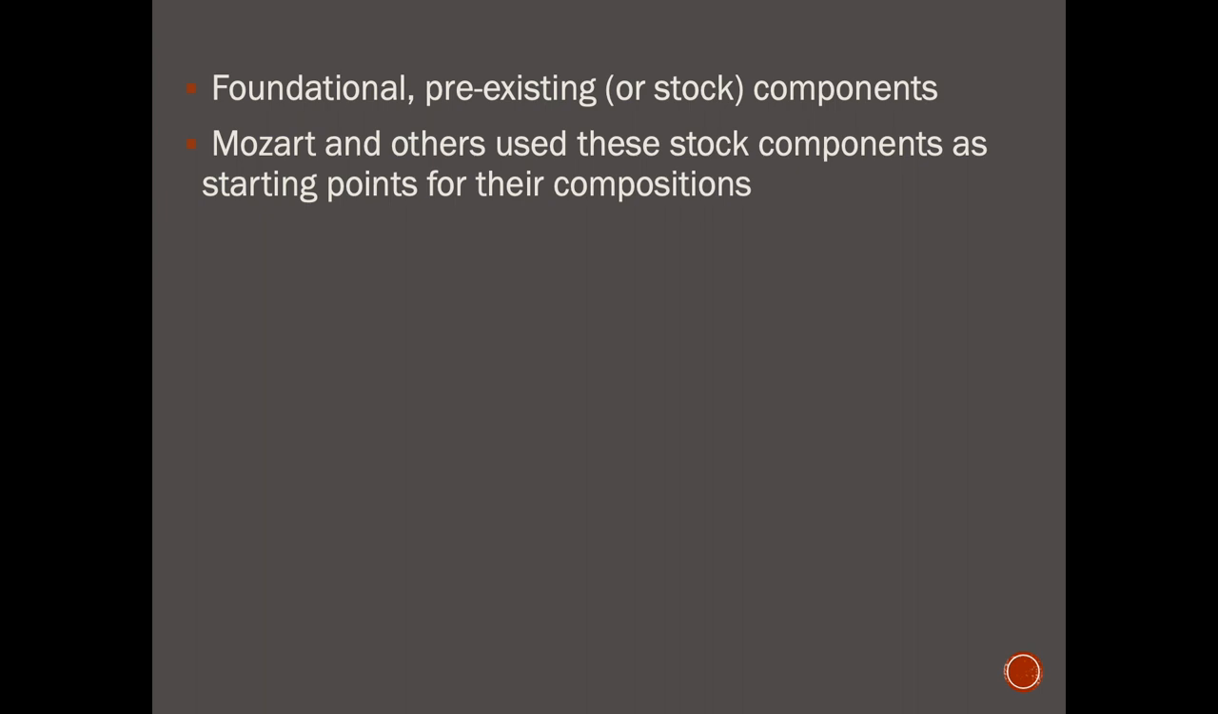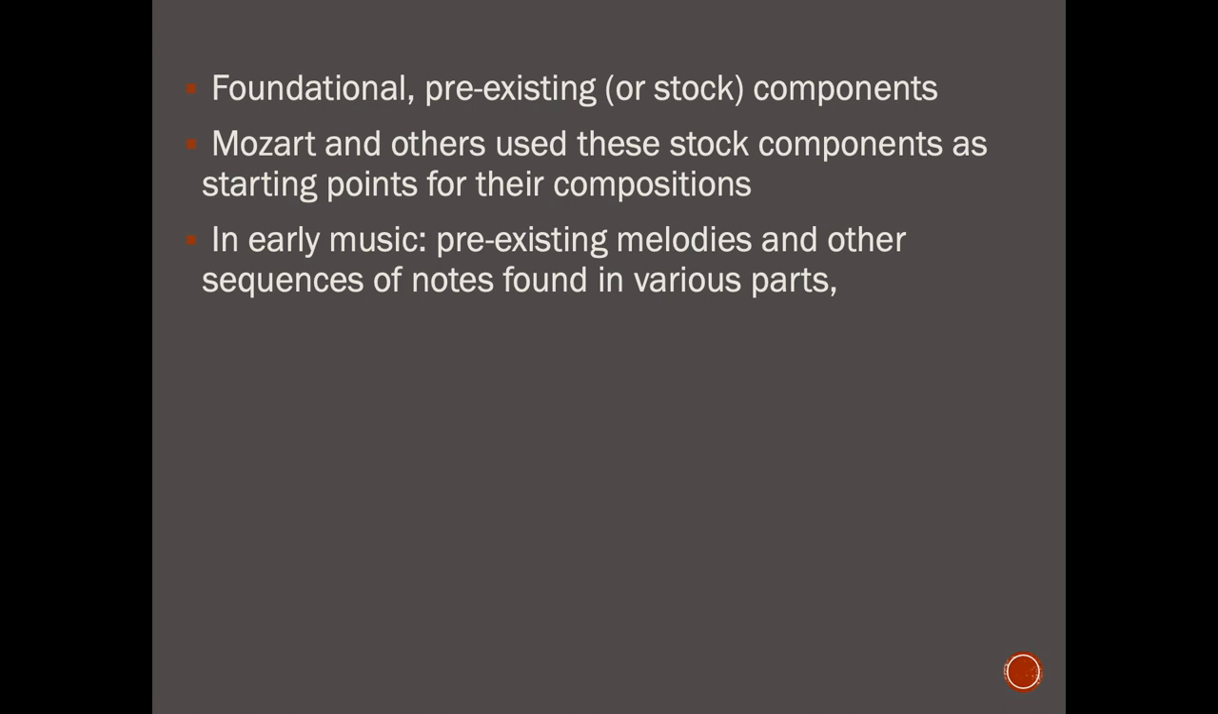They were drawing on material that already existed and that they had inherited from generations of composers that had come before them and generations of teachers that had come before them. So we shouldn't be surprised that we find these pre-existing elements in this music. In early music of centuries and centuries ago, the medieval period, the Renaissance, we already find pre-existing melodies and other sequences of notes found in various parts. Sometimes those are in the soprano, sometimes even more frequently we find those pre-existing things in the bass line. Sometimes entire masses have been written on just one pre-existing chant or one pre-existing melody. And so we see that in the distant past.